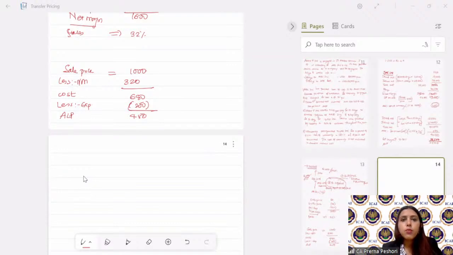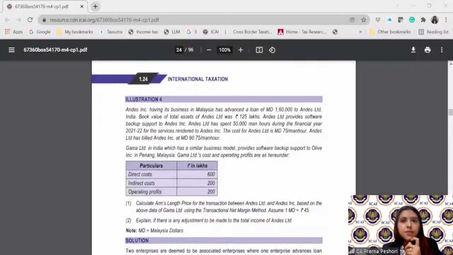So shall we solve one question from your module based on TNMM? Let's solve one question for TNMM from your module. You need to give me the answer.